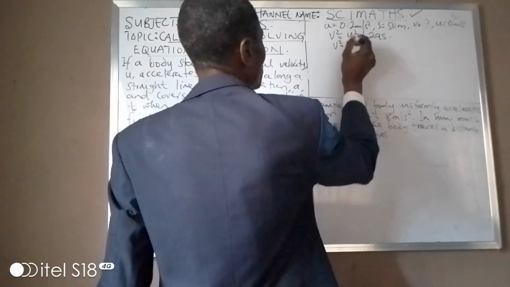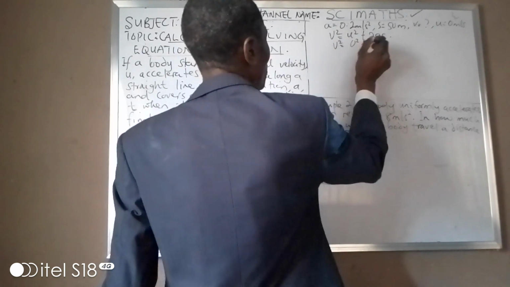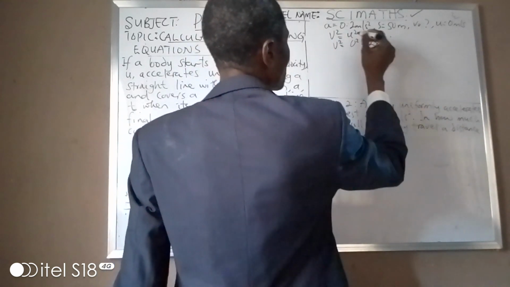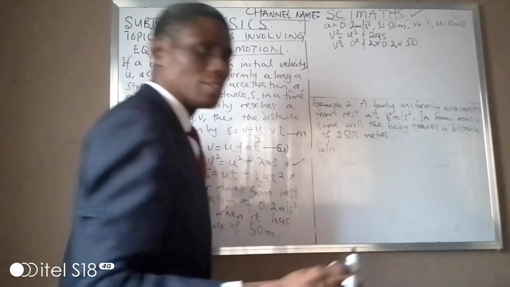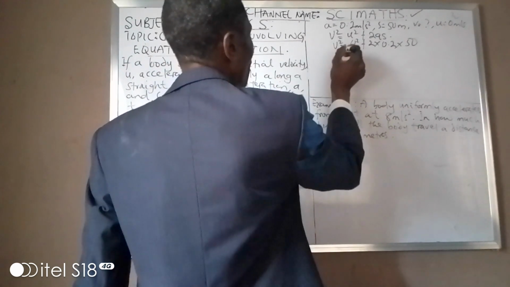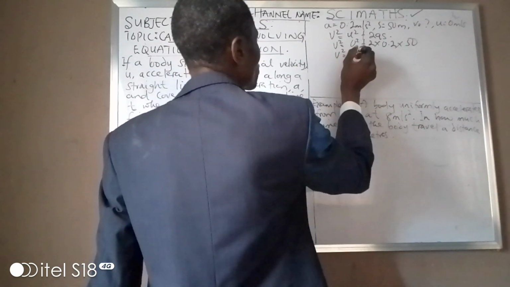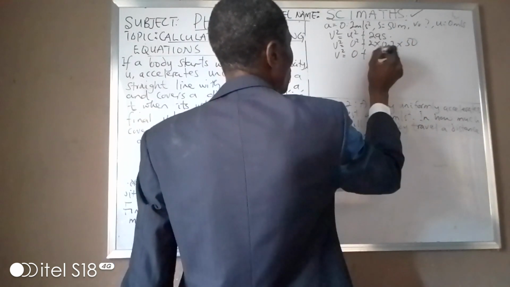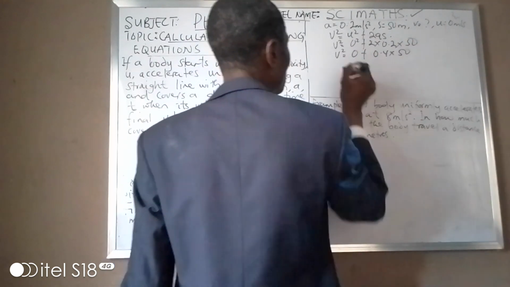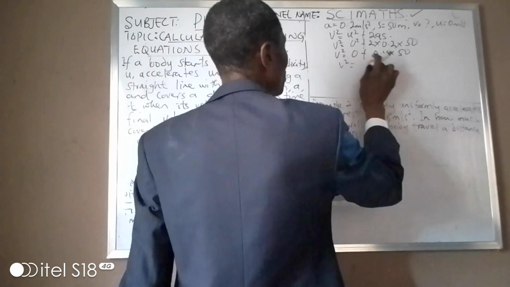V square is equal to what? U square, 0 square, plus 2 times a. What is our a? 0.2. Times what is our s? 50. Okay. Our v square will now be what? 0 square is 0, plus 2 times 0.2, 0.4, times 50.